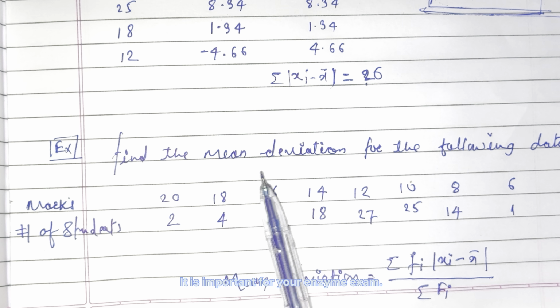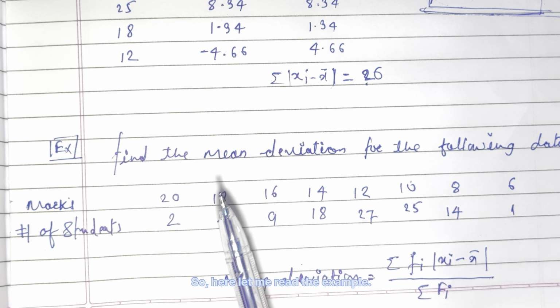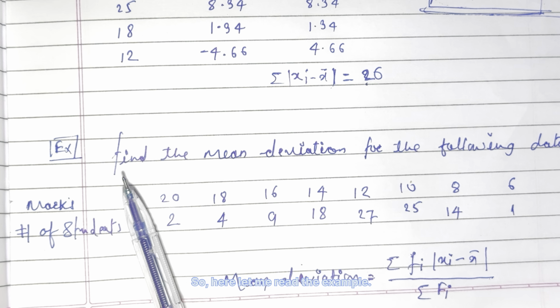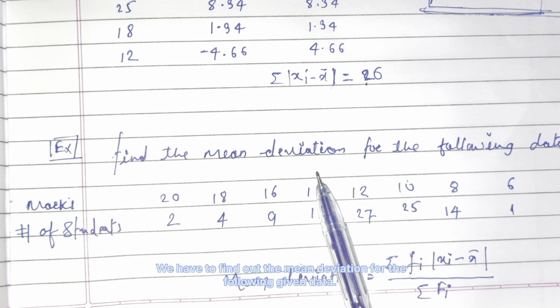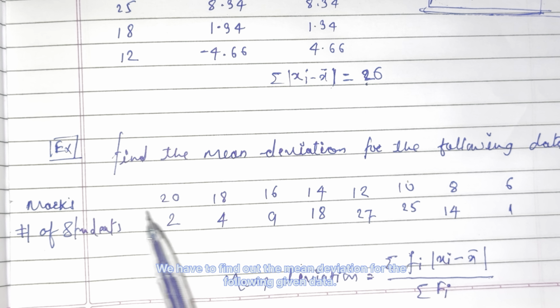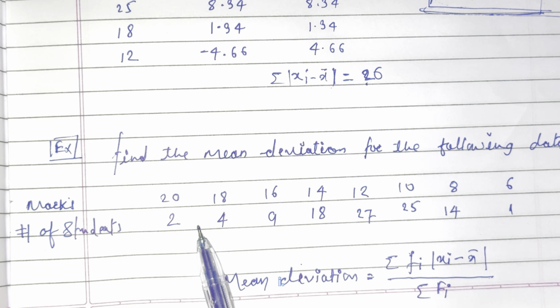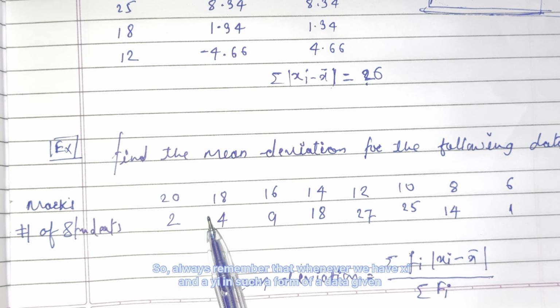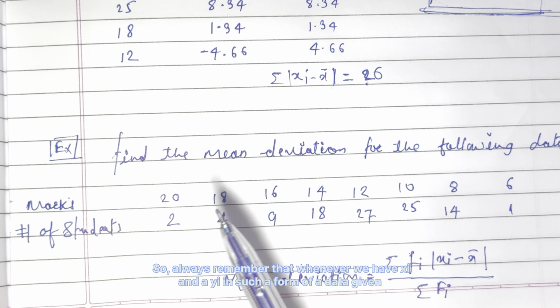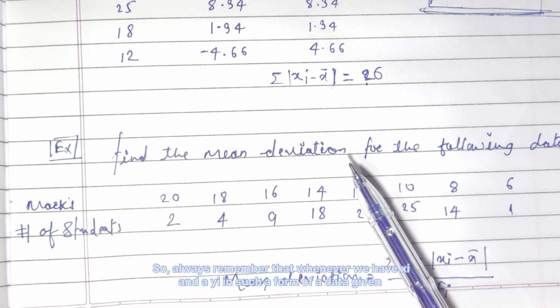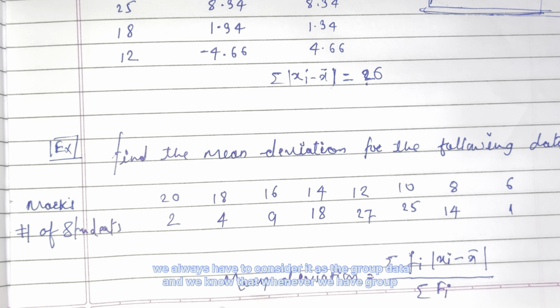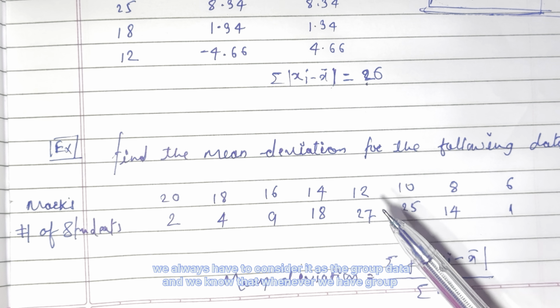It is important for your END-SEM exam. Okay, so here, let me read the example. We have to find the mean deviation for the following given data. Now see that we have the data given in the form of xi and frequency fi. So always remember that whenever we have xi and fi in such a form, we always have to consider it as grouped data.